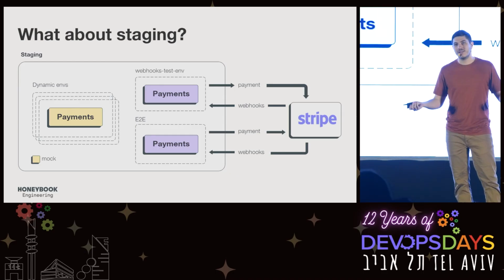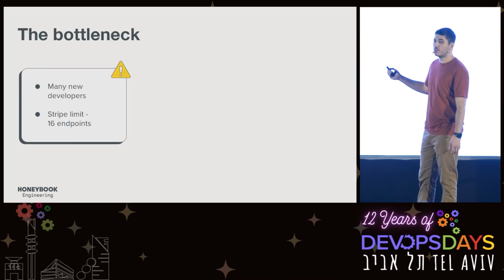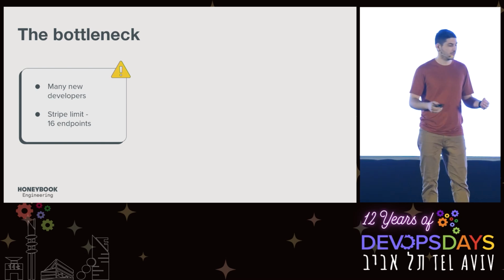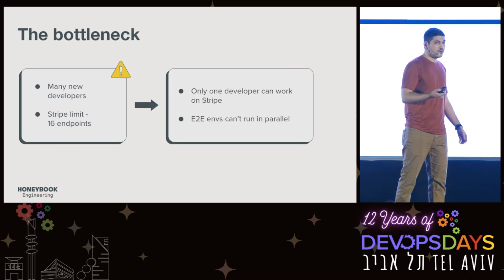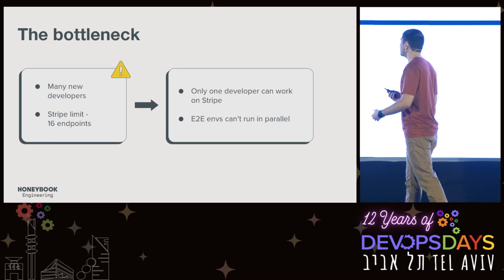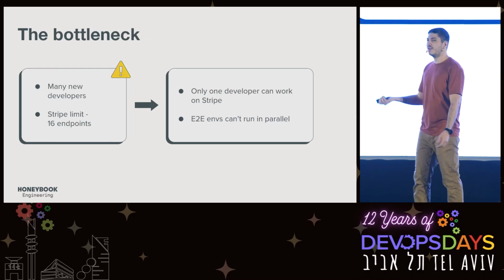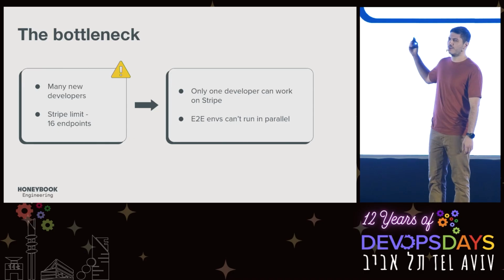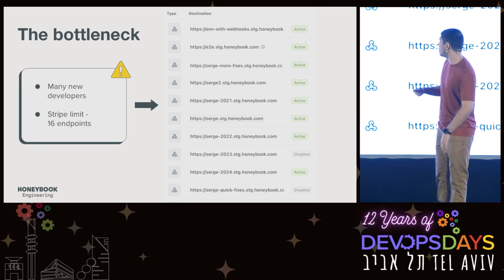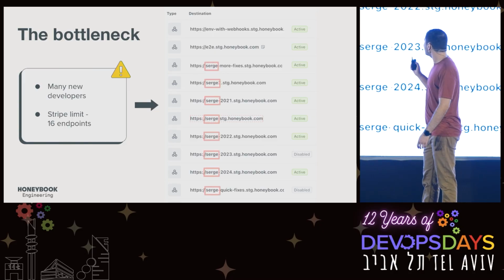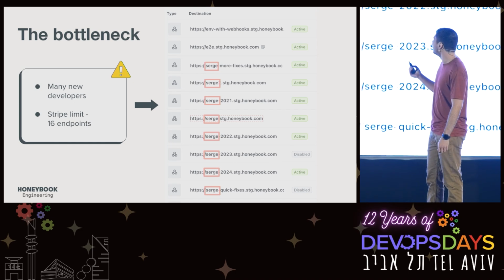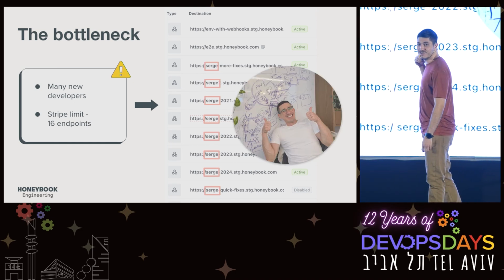And that's how we tackled our bottleneck. New people came in, new developers, and also Stripe gave us a limitation of only 16 webhook endpoints. So only one developer could work on the integration, and the E2E env could work only one in parallel, and not more than that. And you might ask me, well, you have 16, why only one? Well, that's because one went to the environment we configured, one went to our E2E, but all of the other went to our principal engineer that forgot to erase his tests from our Stripe account. This is the engineer, by the way.